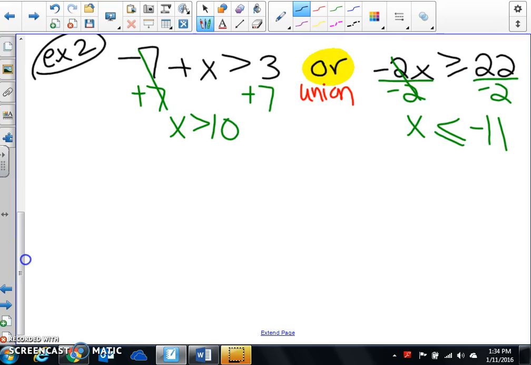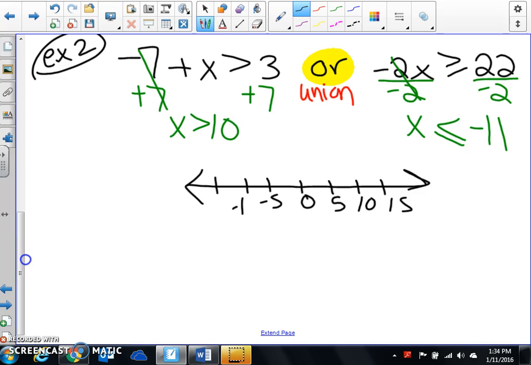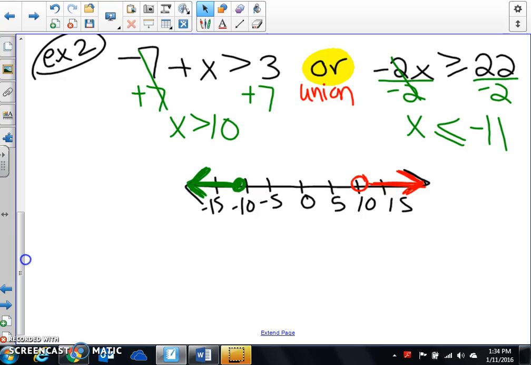Okay, so now I go ahead and I graph my solution. Okay, let's do x is greater than 10. So I go to 10, it's an open circle pointing to the right. Then I go to -11, it's a closed circle pointing to the left. And it's a union, so any of these numbers in the shaded areas could be a solution.